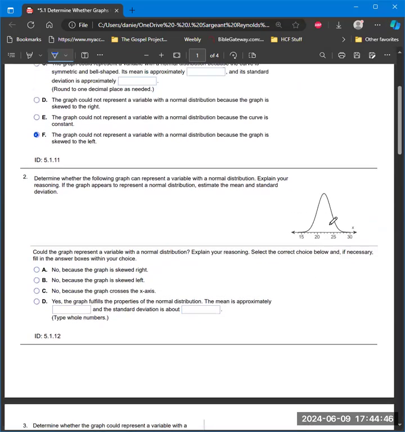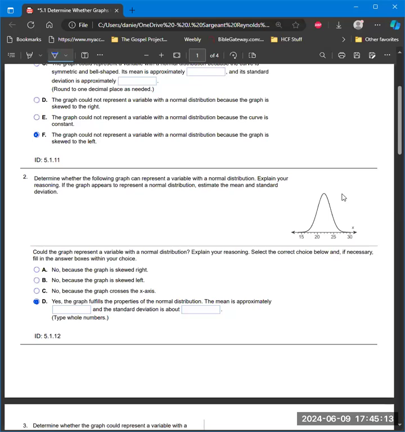Okay, this one is bell-shaped, having its mean in the center here. It's symmetric. So yes, this one is going to be a variable that could represent a normal distribution. Also, we need to make sure that when it's bell-shaped and symmetric, it doesn't cross the x-axis. It approaches the x-axis but doesn't get there.